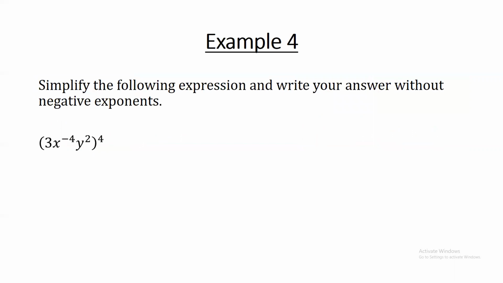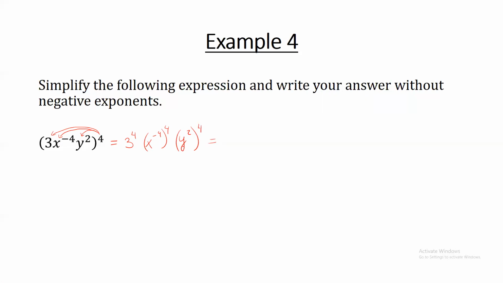In example 4, what we are raising to the fourth power is the product of 3 and x to the negative 4 and y squared. And so what we're basically doing is we are distributing the 4 into each factor. So this next part you can do in your head. I will write it out just to illustrate what's happening. We are raising 3 to the fourth power. We are raising x to the negative 4 to the fourth power. And we are raising y squared to the fourth power.